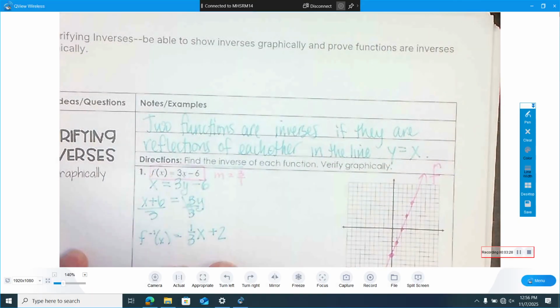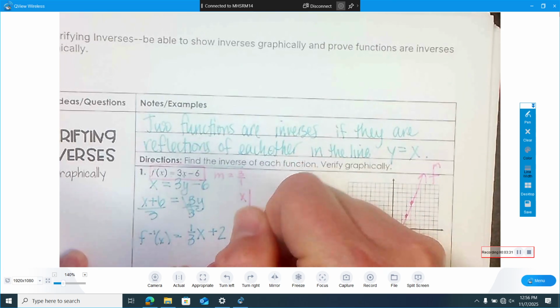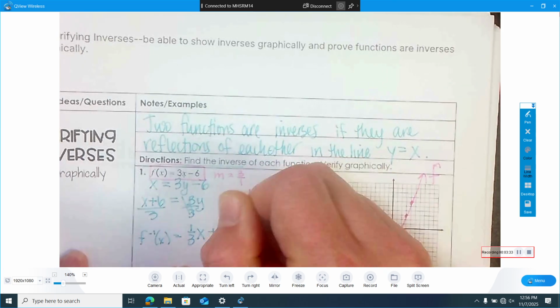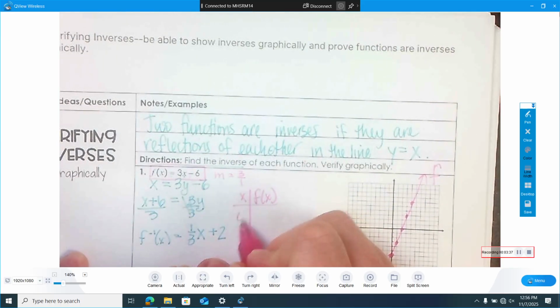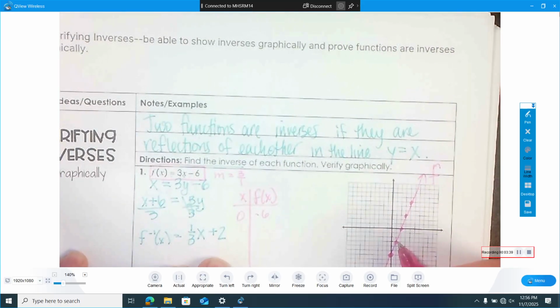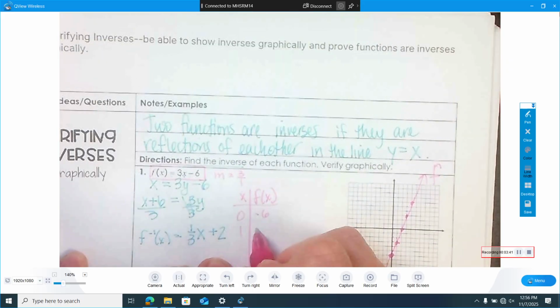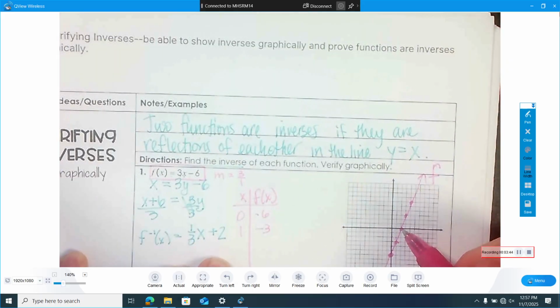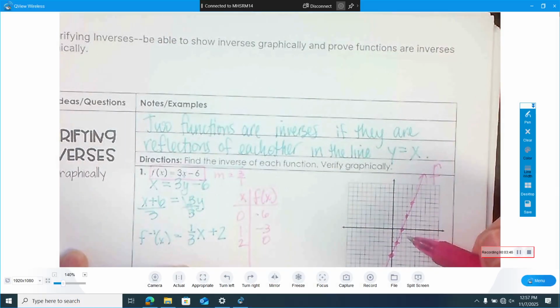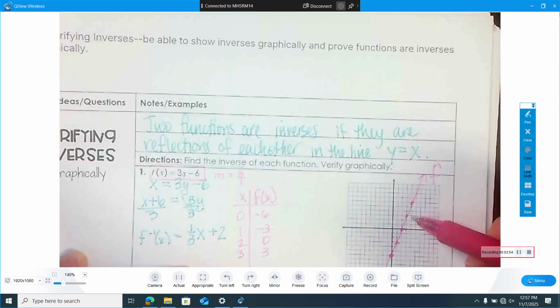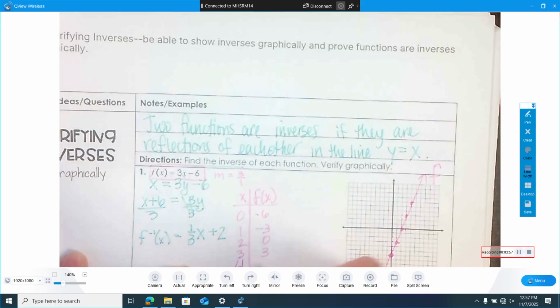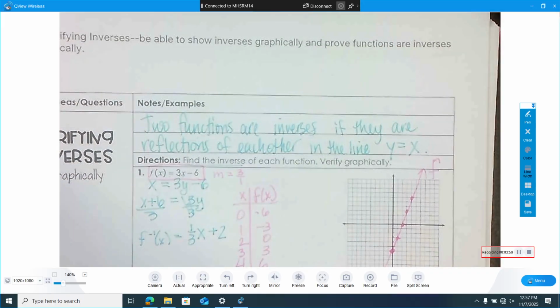And I'm going to make a little table of values because I'm pointing something out here. My ordered pairs on my pink graph were 0, negative 6. Then I had 1, negative 3. And then I had 2, 0. And my next point was 3, 3. And then my point after that was 4, 6. Okay. So I had lots of points there on my pink curve.